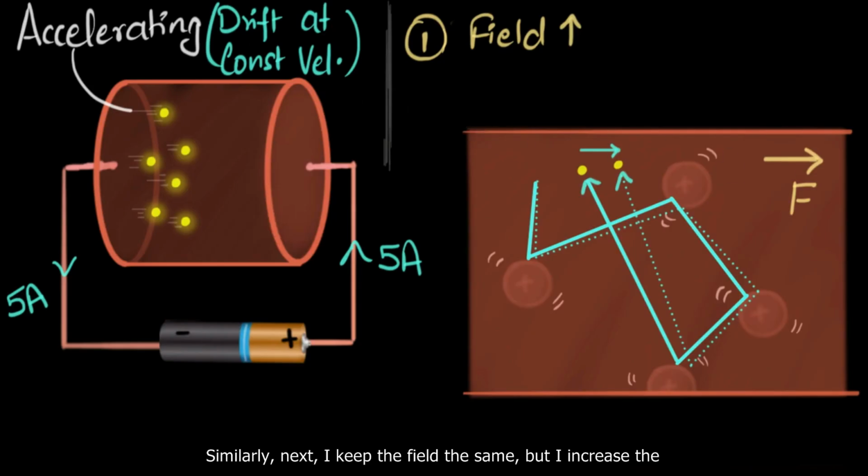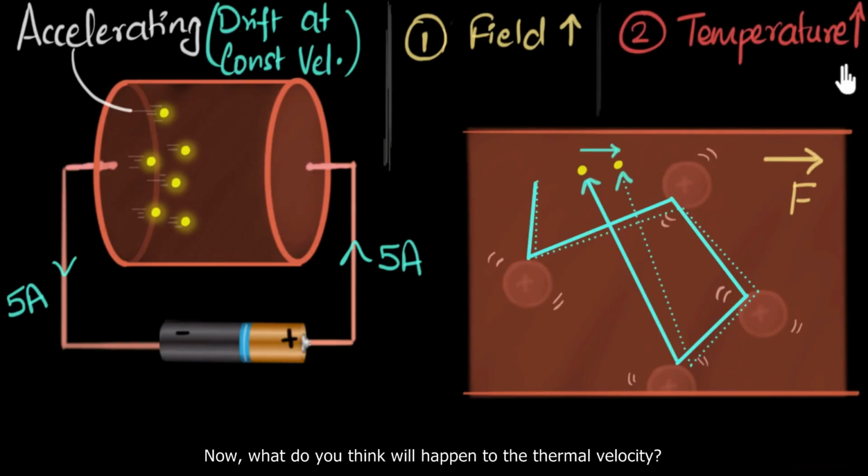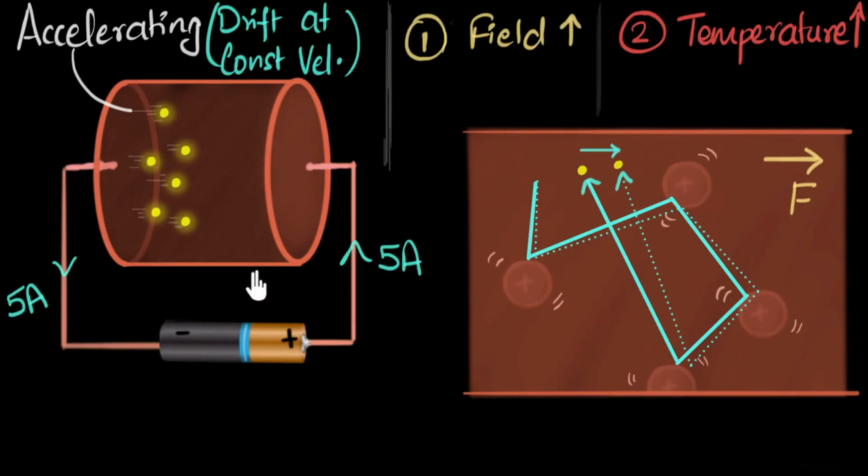Similarly, next, I keep the field the same, but I increase the temperature. Now what do you think will happen to the thermal velocity, and also what do you think will happen to the drift velocity? Can you pause for a while and think about this? Really think about this. You don't need to use any formula based on what we just learned. All right, if you're giving it a try, let's see.